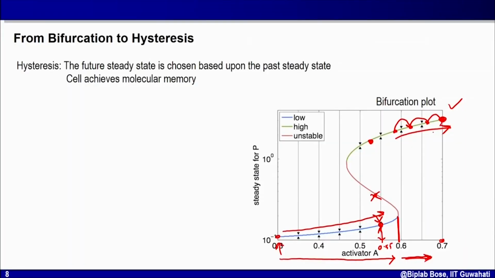Obviously it will follow this green line and drop somewhere here. Then if I reduce it further, it will go somewhere here. Now if I reduce A further, suppose I reduce A to this value at 0.55. So at 0.55, again the system has two options. Either it can stay on this green line, which is a stable steady state, or it can also jump to this lower one, which is also a steady state on the blue line. So at 0.55, again the system has two steady states which are stable. One is the higher one, one is the lower one. The question is, will it stay or will it jump to the lower one?